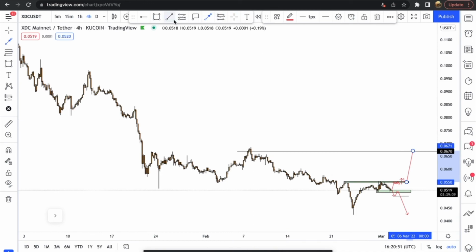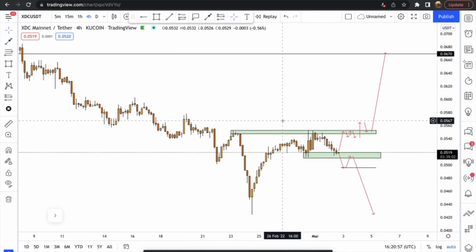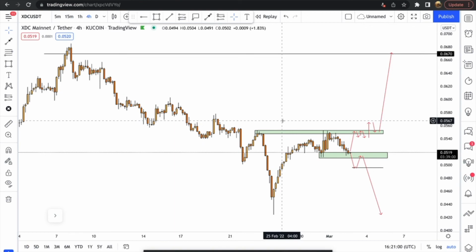So I just thought that might be interesting for you. I'm going to keep my eye on it over the next few days and see, and I will keep you up to date. It is a crypto that I want to continue doing analysis on.